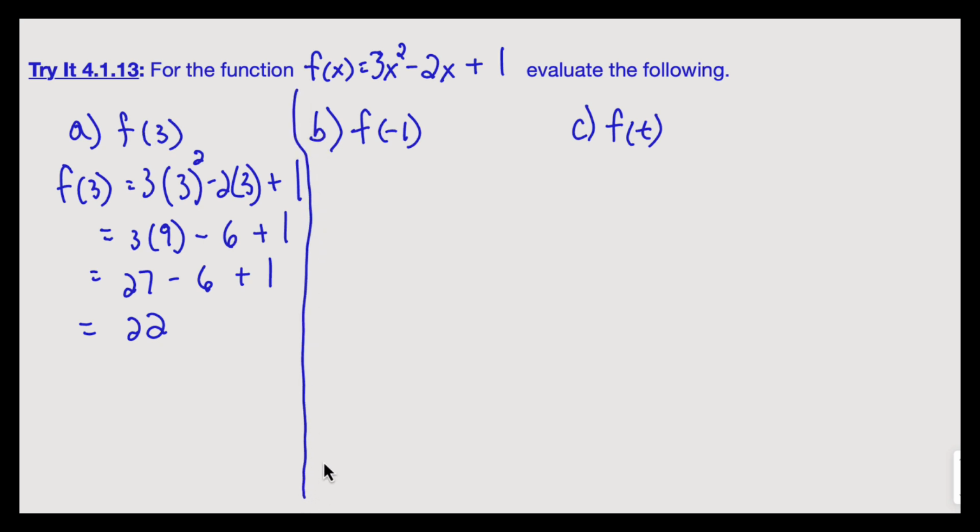A simple way that you could check this would be to graph the quadratic, verify that at x equals 3, the output, the value of the function actually is on the graph, y equals 22.